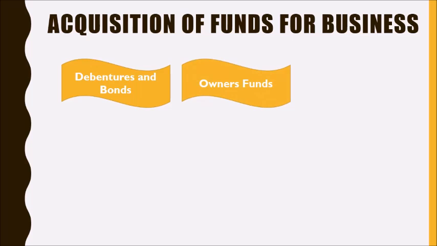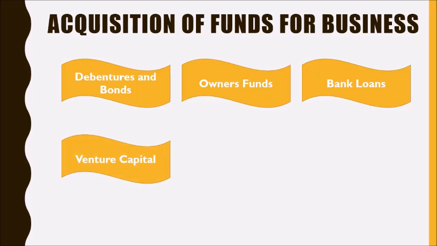For business, funds can be acquired from various sources. You can raise funds by issuing an instrument called debenture. If you're a public sector unit, you can raise funds by issuing bonds. Then you have your own sources. You can raise from the pockets of equity shareholders, the owners. Then you can approach banks for a loan. It can be a short-term loan or it can be a long-term loan.